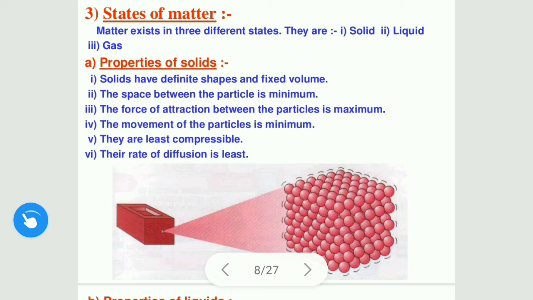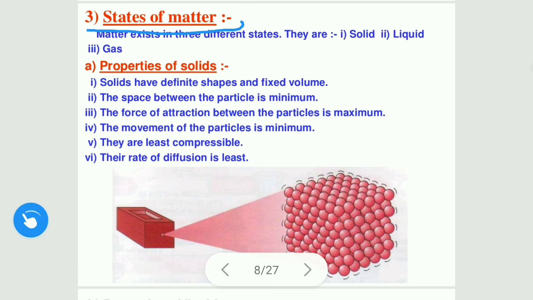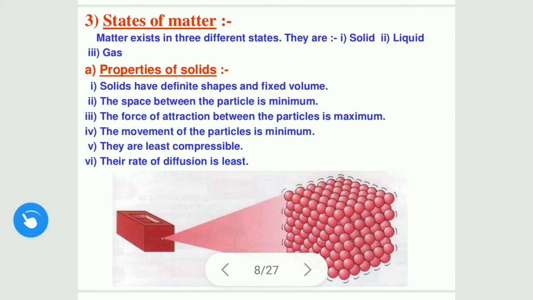So now we will be discussing states of matter. There are physically three states. We are going to discuss solid, liquid, and gas. We will discuss each of them. First, we will be discussing solid. So solids have a definite shape and a fixed volume.